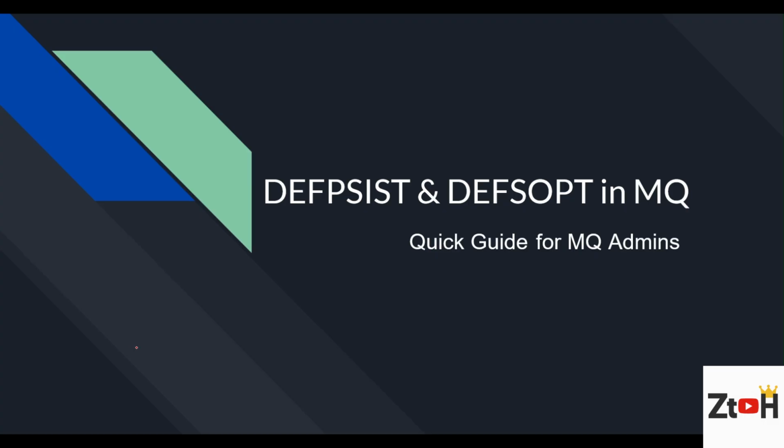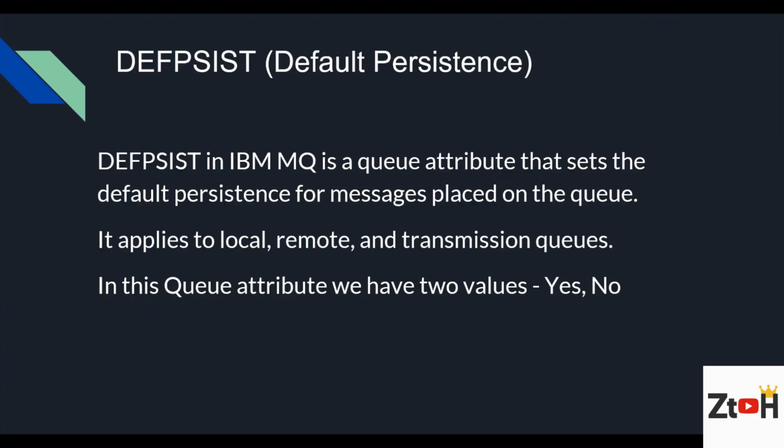Hi guys, in this video we are going to discuss what is default persistence and default share option in IBM MQ. DEFPSIST, which means default persistence. Default persistence in IBM MQ is a queue attribute that sets the default persistence for messages placed on the queue.